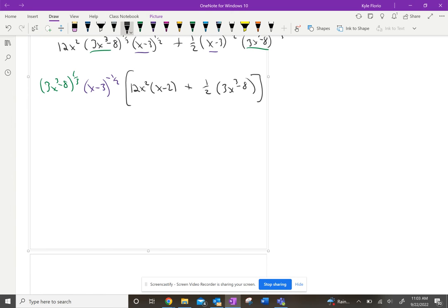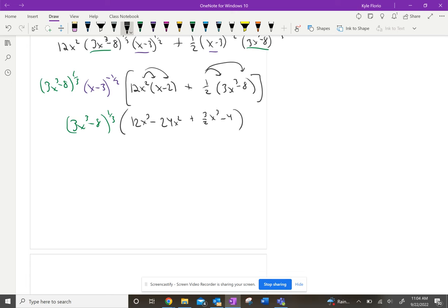All right, so we're going to clean up the parentheses in black. The purple piece is going to go to the bottom because it's got a negative exponent, and then we'll be done. So 3x cubed minus 8 to the 1/3 is going to hang out. The parentheses in black we just need to clean up. It's going to be 12x cubed minus 24x squared. And this is going to be 3/2 x cubed minus 4. And that purple piece, I said we're going to bring it to the denominator, and that exponent will become positive 1/2.